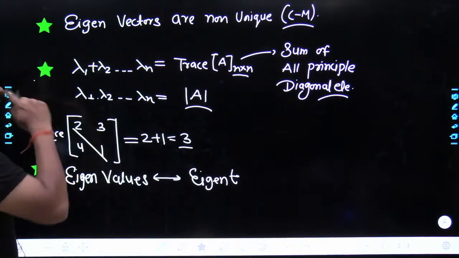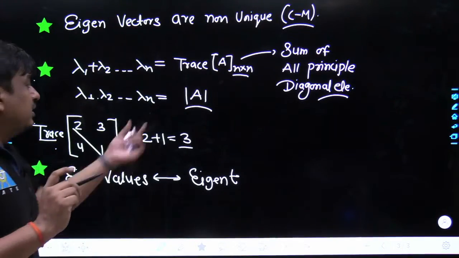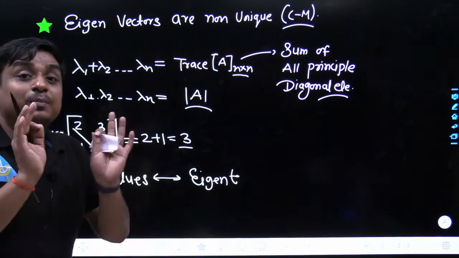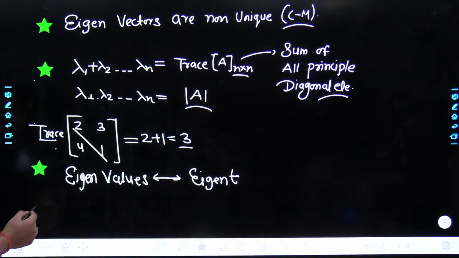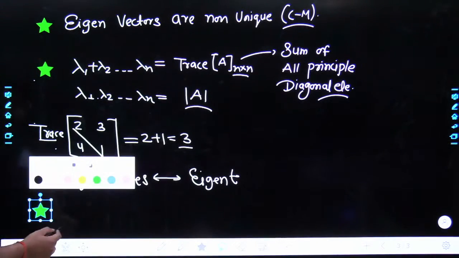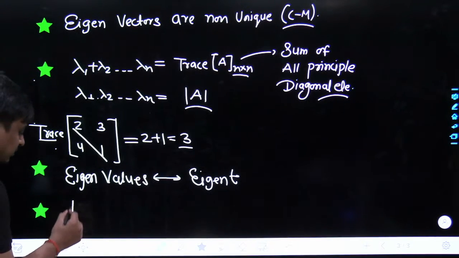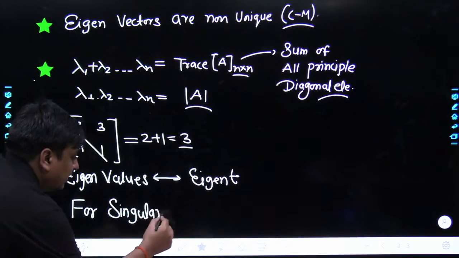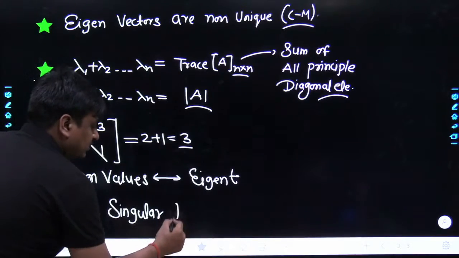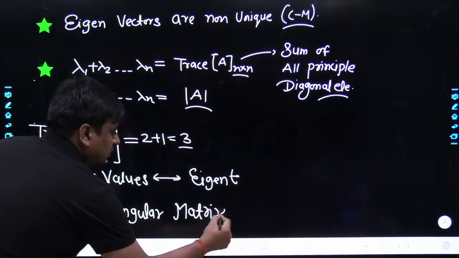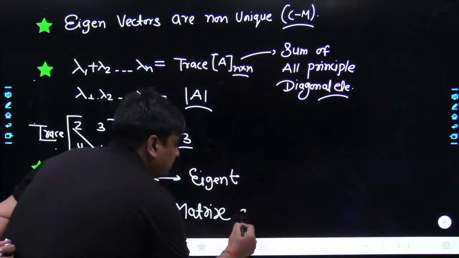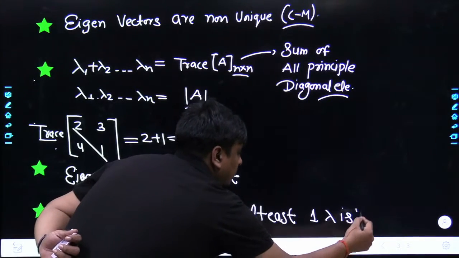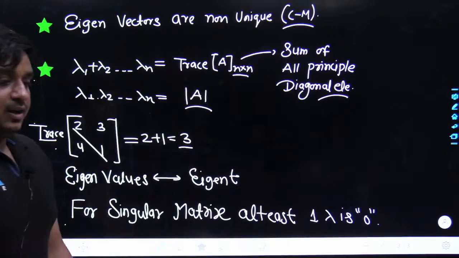At the end of the day, see, if any of the lambda becomes 0, in that case the determinant of a matrix A becomes 0, and if the determinant of a matrix A becomes 0, that matrix becomes a singular matrix. So one of the important facts you can get out of this: a singular matrix means the matrix having determinant equal to 0. For a singular matrix, at least one lambda is 0.